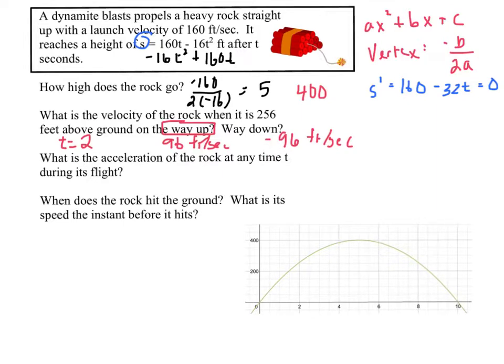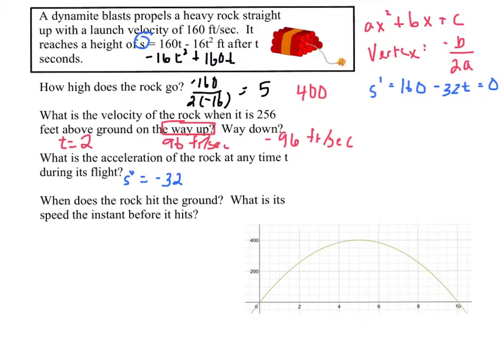Acceleration is the second derivative. The second derivative would just be negative 32, and hopefully from physics you know that that is the constant attributed to gravity. Finally, when does the rock hit the ground?